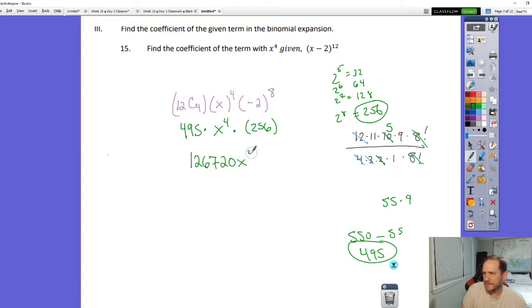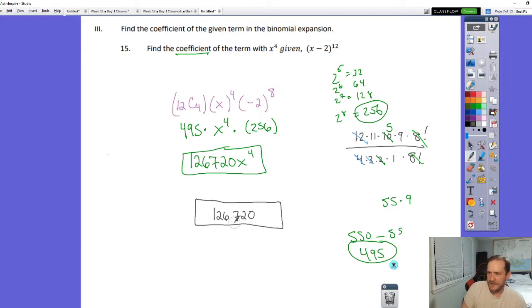Now technically the whole term is 126,720 x to the fourth. But again, you are only asked for the coefficient. So on the quiz, give me the number only. Leave the x out of it. It'll be 126,720. Now one thing I can promise you is, put the comma in if you want to, or not. I've programmed it to accept it or not accept it. It doesn't matter. And I use the word program loosely. I didn't really program anything.